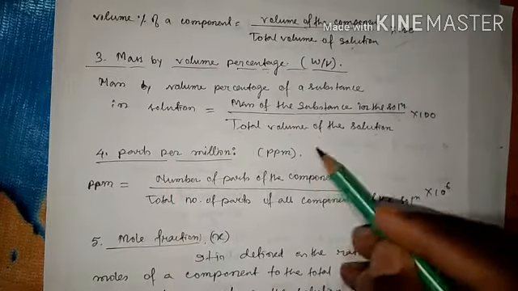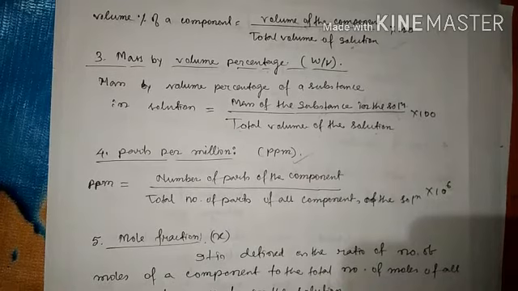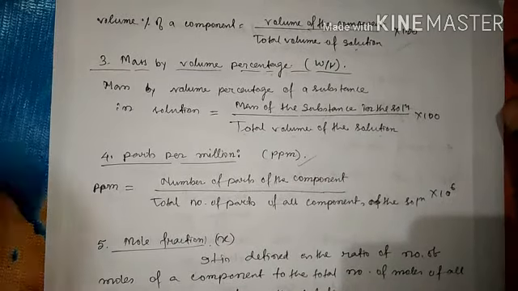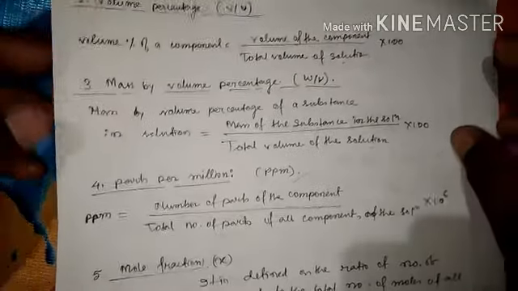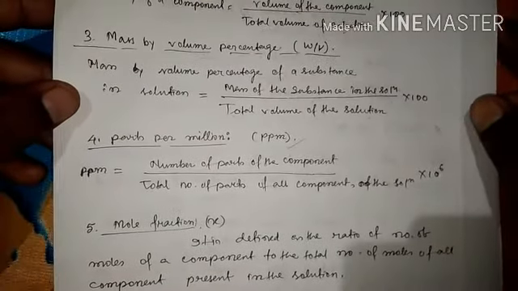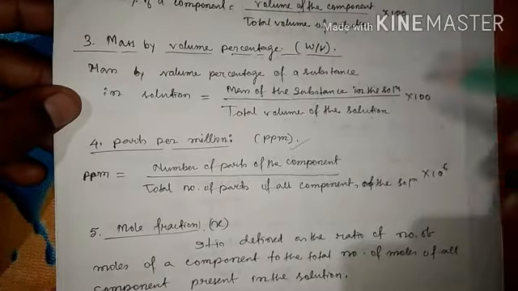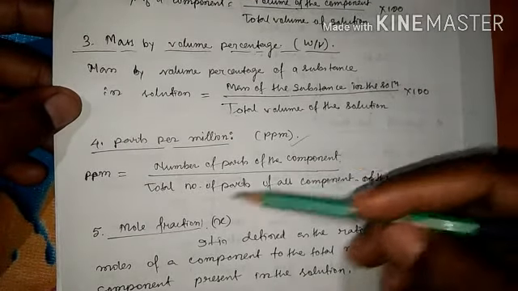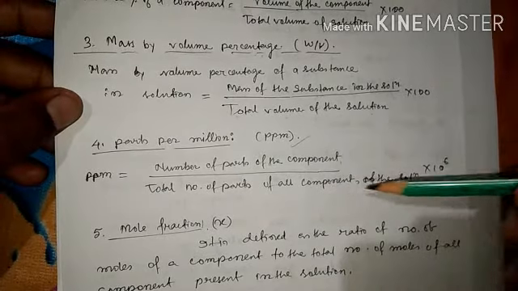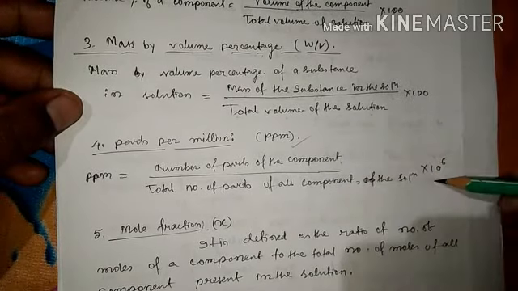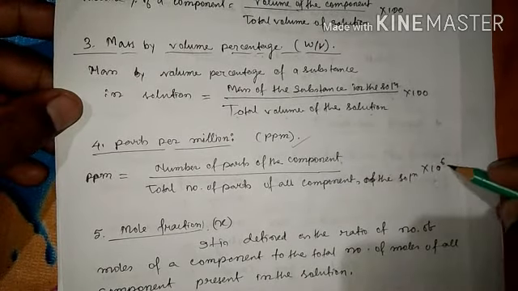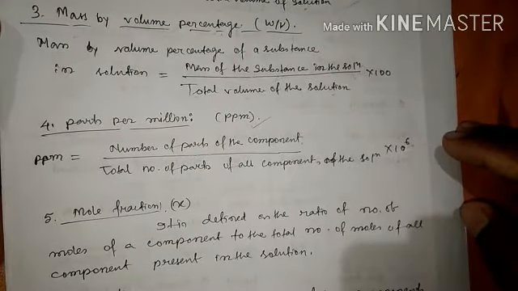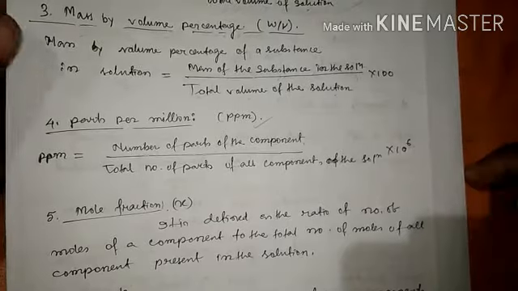Next, one of the important ones is ppm, which is parts per million. In ppm, the number of parts of the component, here the solute, divided by the total number of parts of all components in the solution, into 10 to the power 6. That's why it is parts per million, 10 to the power 6.